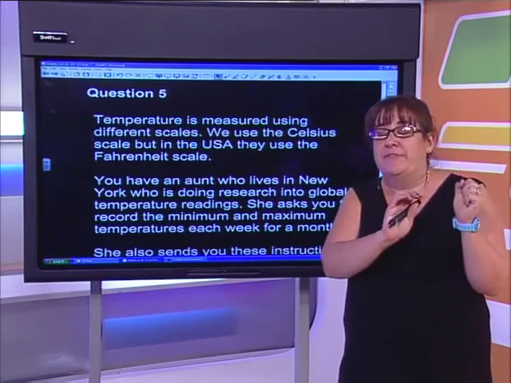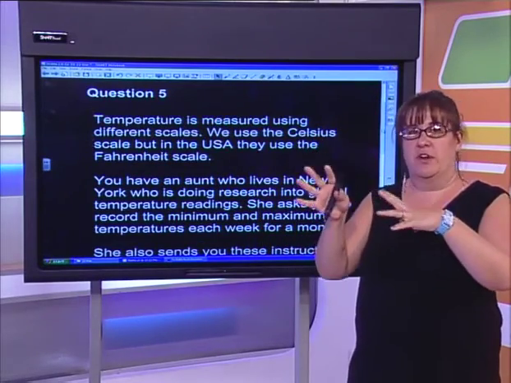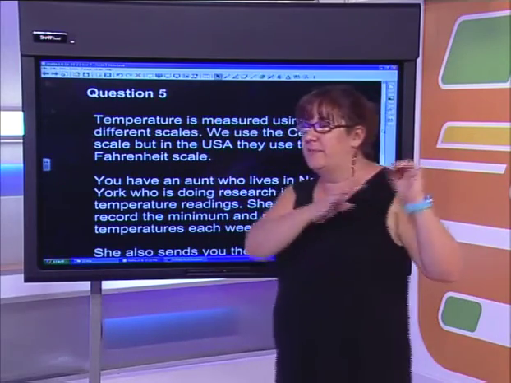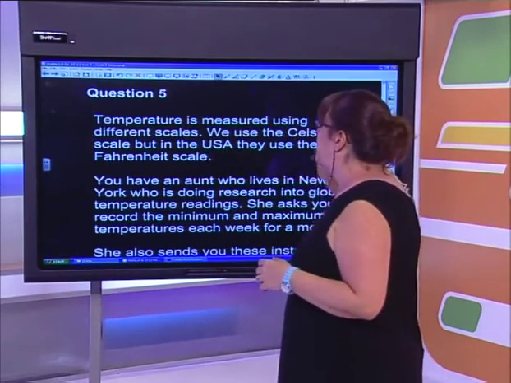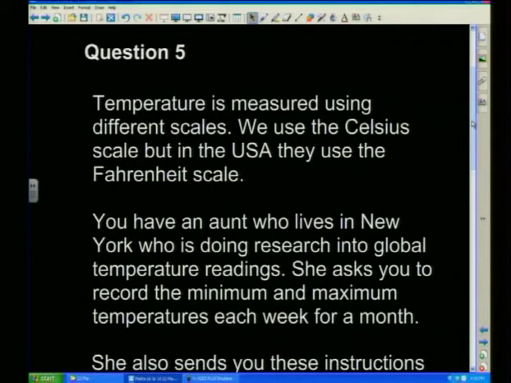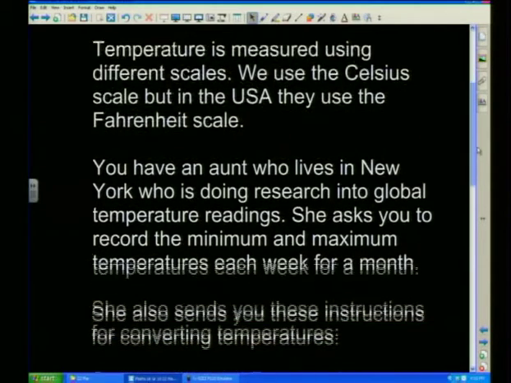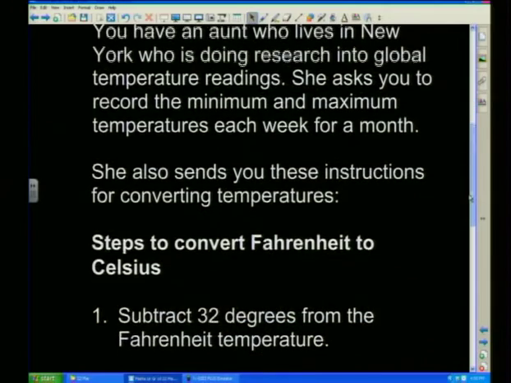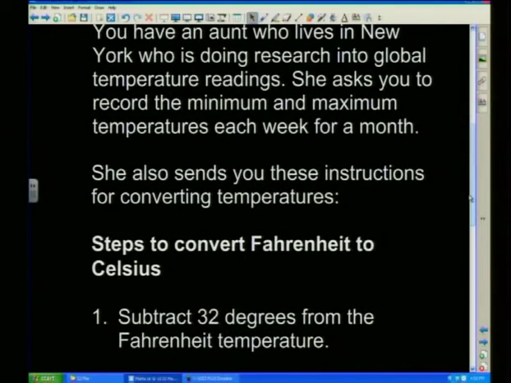I'm going to do it a little bit differently. You've got the challenge question on Facebook, so you can read it exactly there. But I'm going to just step a little bit out of the box. Temperature is measured using different scales. We do Celsius. In the US, they use Fahrenheit. So you have an aunt who lives in New York who's doing research into global temperature readings. She asks you to record the minimum and maximum temperature each week for a month. She also sends you these instructions to convert temperatures.